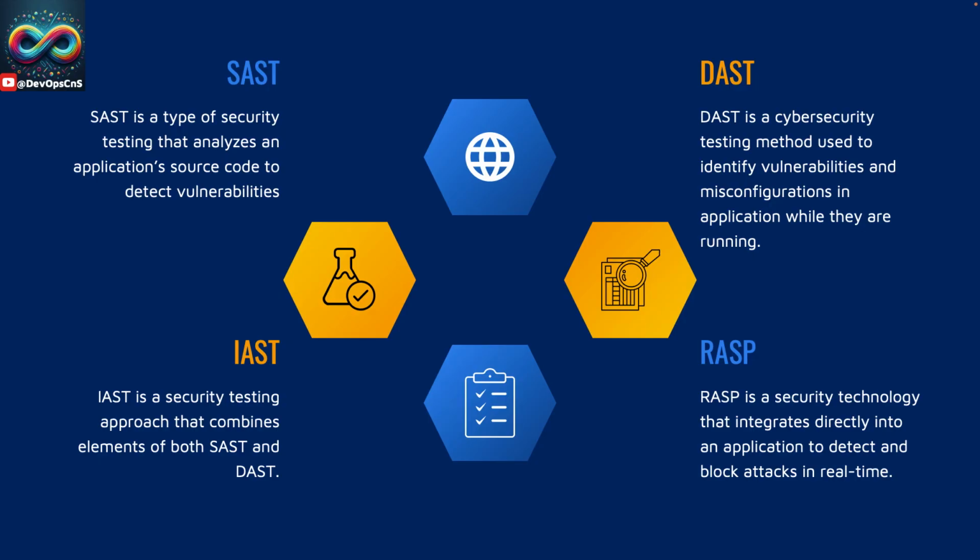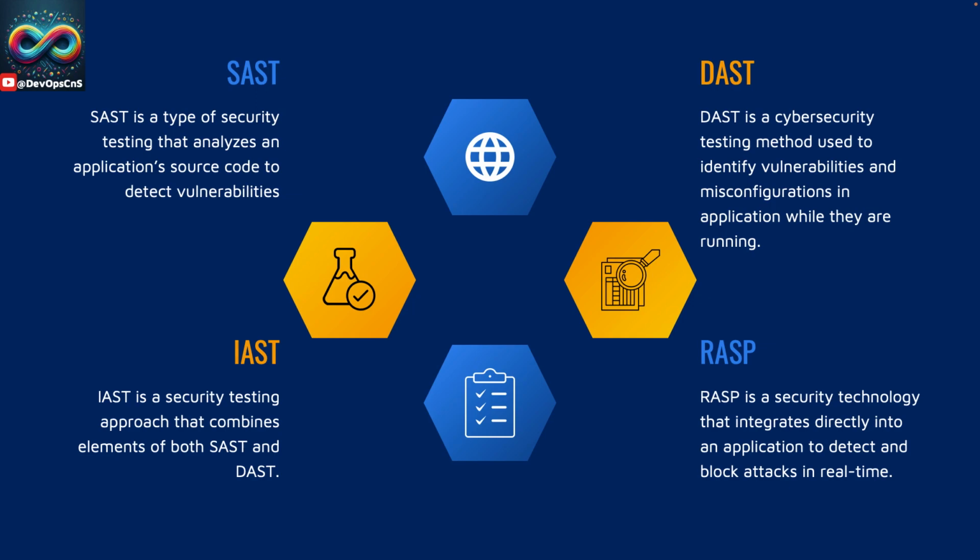First is SAST, the static application security testing. It's a type of testing where we analyze the application source code to detect vulnerabilities. Next is DAST. DAST is a kind of testing to identify vulnerabilities and misconfigurations in the application while it is running. Next is IAST, interactive application security testing. It's a combination of both SAST and DAST, which is dynamic application security testing.